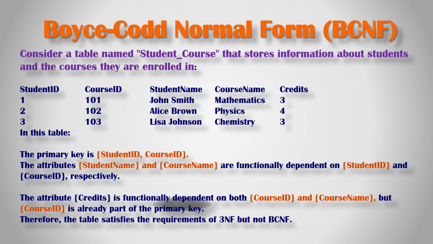In this table, the primary key is student ID, course ID. The attributes student name and course name are functionally dependent on student ID and course ID, respectively. The attribute credits is functionally dependent on both course ID and course name, but course ID is already part of the primary key. Therefore, the table satisfies the requirements of 3NF, but not BCNF.